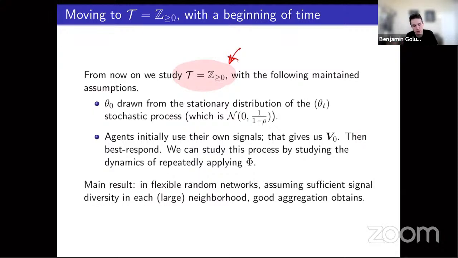And we're going to be able to use our phi map that we figured out earlier to understand how this V is going to evolve over time. Our main result is that in flexible random networks, which give us the tractability that we need, if each person has access to diverse sources, just like in the good case of the media example, then good aggregation is going to obtain and people are going to learn well. So that's a counterpoint to the bad learning result. With diversity, Bayesians learn well.